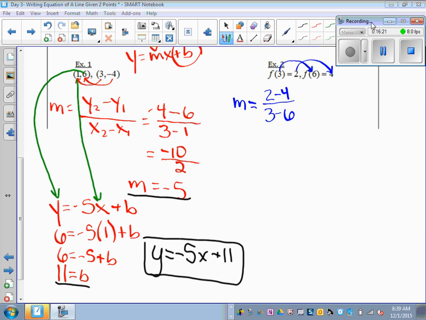Alright, let's simplify this. 2 minus 4, negative 2. 3 minus 6, negative 3. And Elroy, what does a negative divided by a negative give me? Positive. Good. So my slope is 2/3.